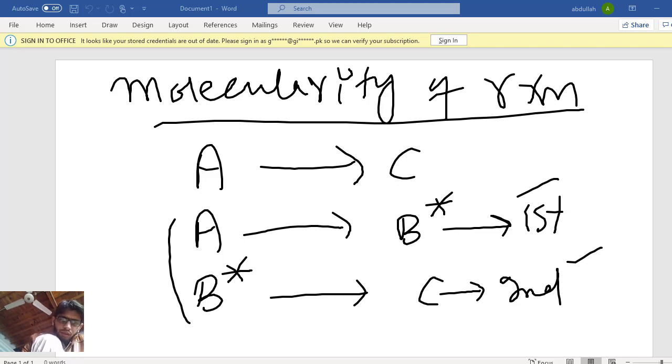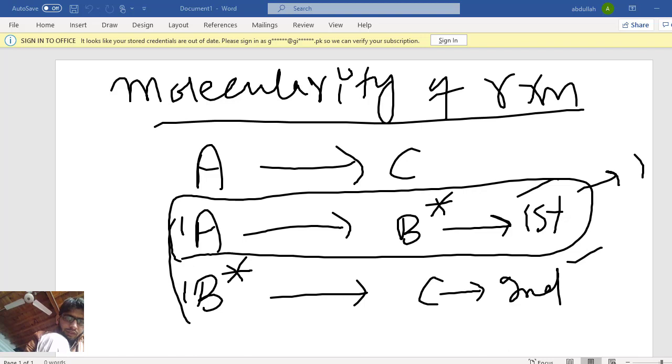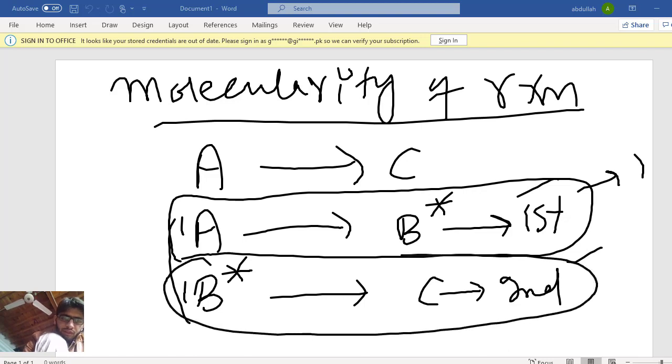Now what is the molecularity of the reaction? It is nothing but the number of reactant molecules involved in an elementary reaction. So the reactant molecule involved in this reaction is 1. So the molecularity of this reaction is 1. Similarly, one molecule is involved in this reaction, so the molecularity of this reaction is also 1.